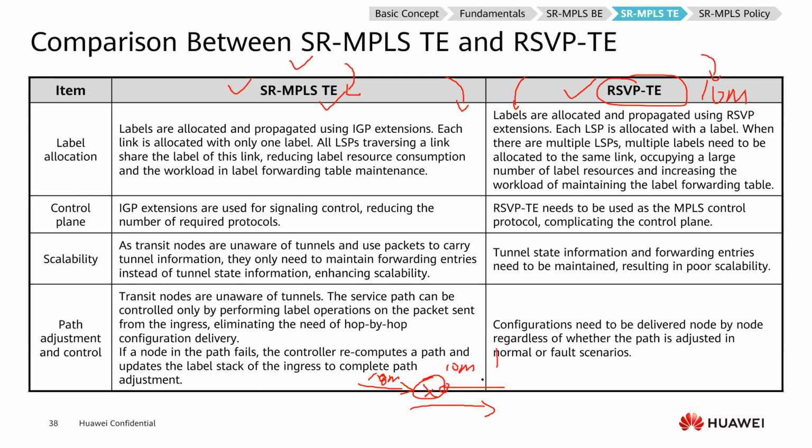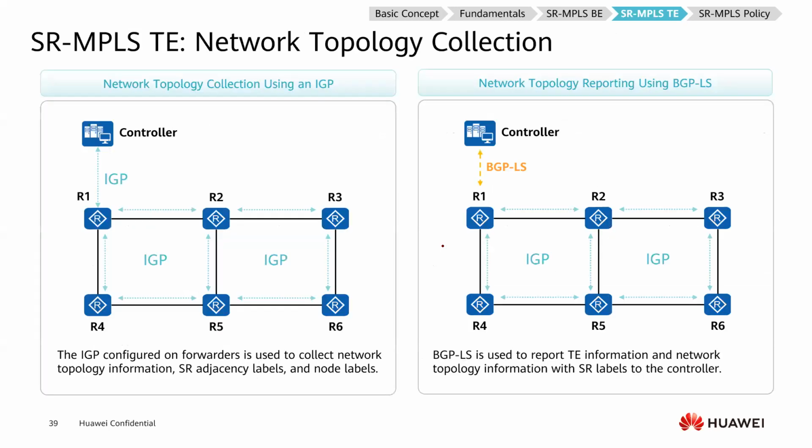Except for this bandwidth control, even if you use a controller, we need some other technology to guarantee that the traffic will not take too much bandwidth. RSVP-TE can, but SR-MPLS TE cannot. Okay, let me continue.